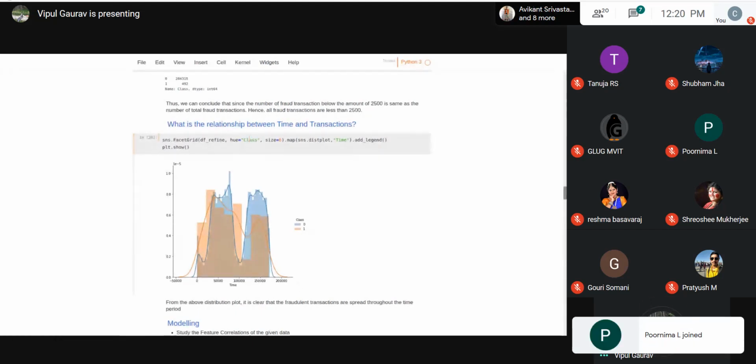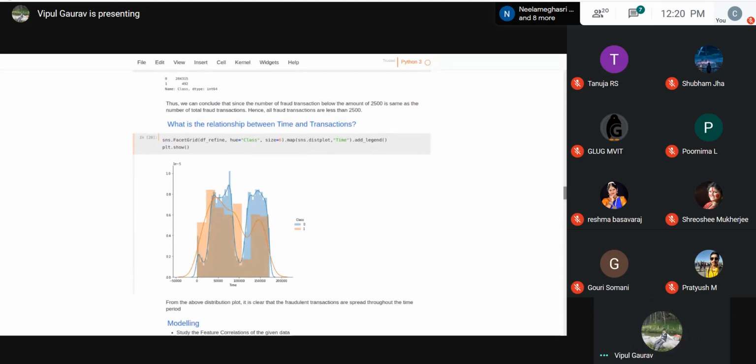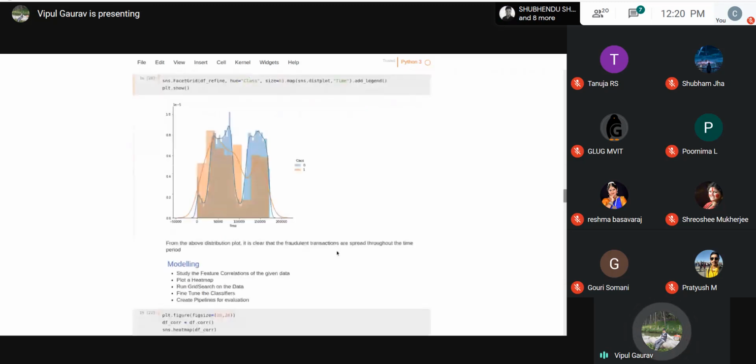Now when the data is equally distributed among your feature space, then you really can't say much. From this plot, I can very clearly say that fraudulent transactions are exactly spread throughout the time period.